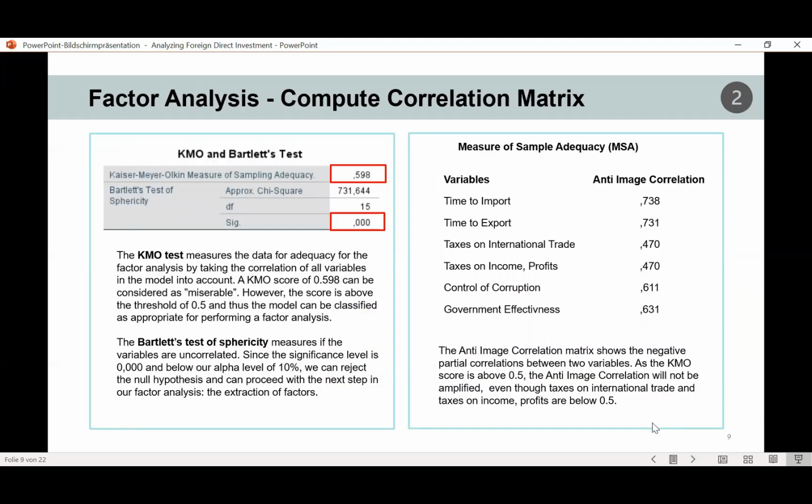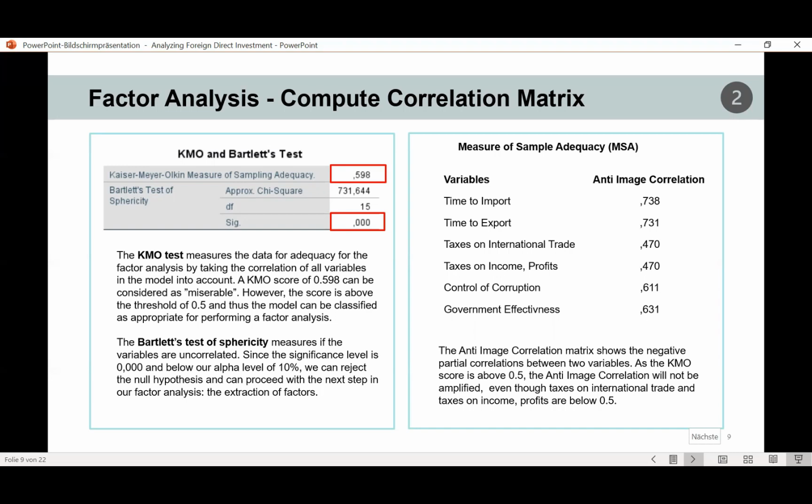The second step of the factor analysis includes the computation of the correlation matrix. The Kaiser-Meyer-Olkin criterion is an index that compares magnitudes of the observed to partial correlation coefficients. The criterion is used for the evaluation of the correlation matrix as a whole, and the KMO score should be greater than or equal to 0.5. In our case, the KMO criterion is 0.598, which can be considered as mediocre. For the Bartlett's test, we wish for a p-value below the desired level of alpha. Since this is the case for our data, we can reject the null hypothesis, which says that the variables of the population are uncorrelated.